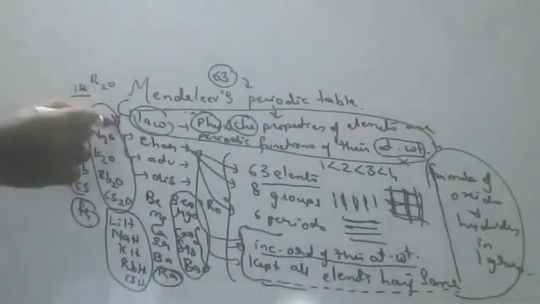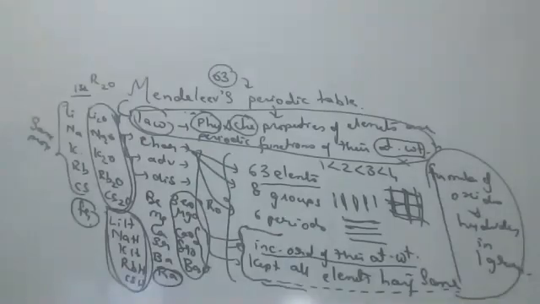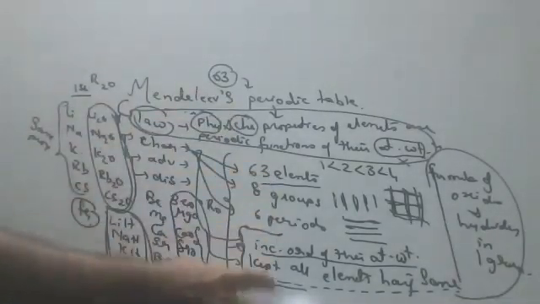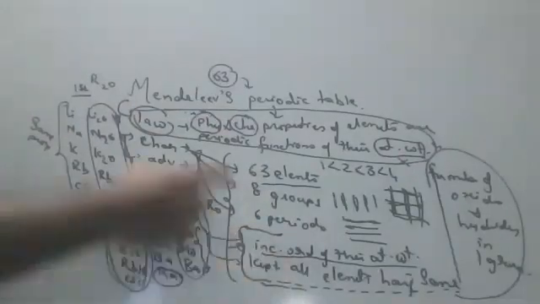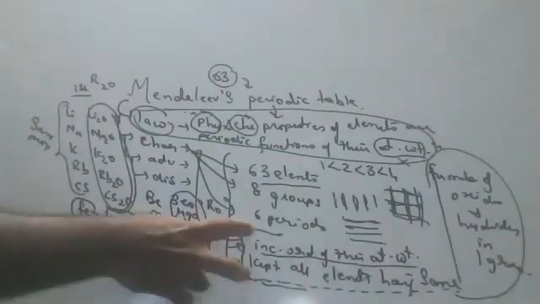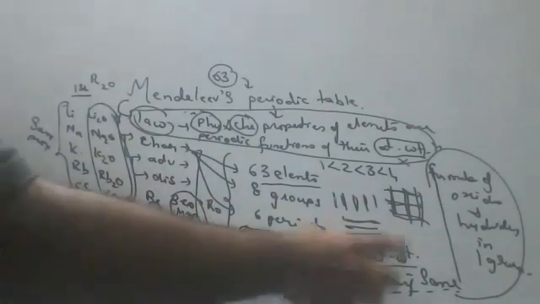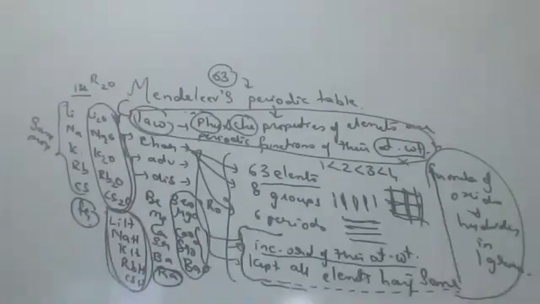He kept elements having the same formula of oxides and hydrides in one group. So this is the law. These are the properties. These 2 are criteria. This is the law. These 5 are characteristics of his table, and these 2 are the criteria of his classification. First criterion: he arranged elements in increasing order of their atomic weight. What is the second criterion? He kept elements having the same formula of oxides and hydrides in one group.